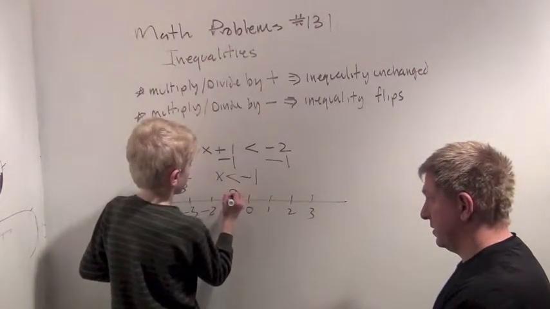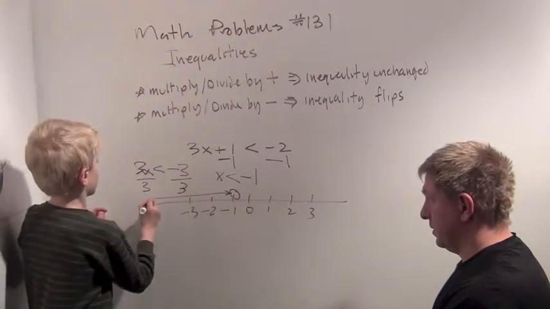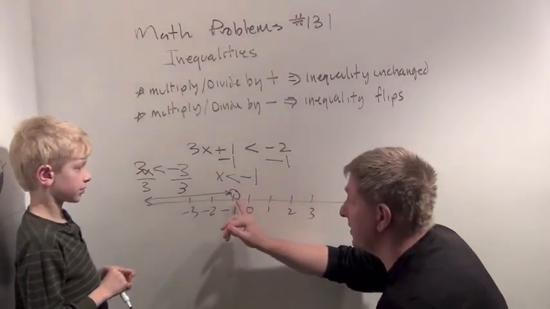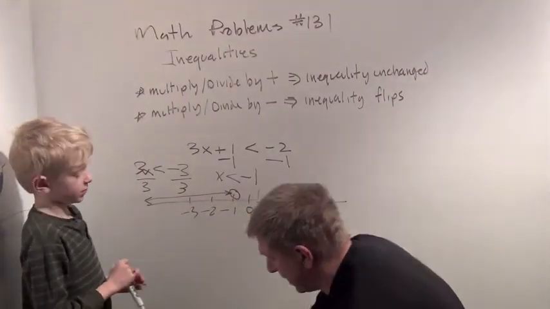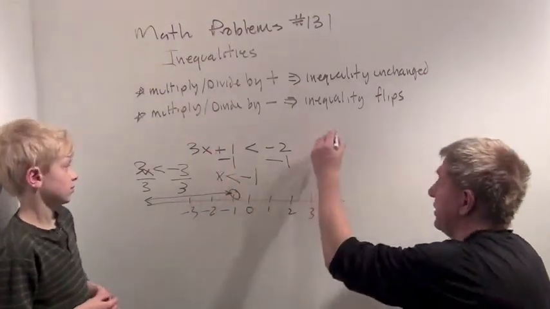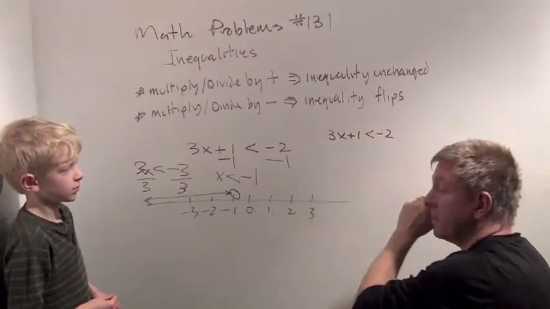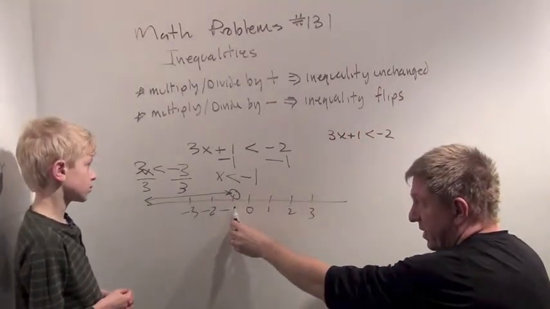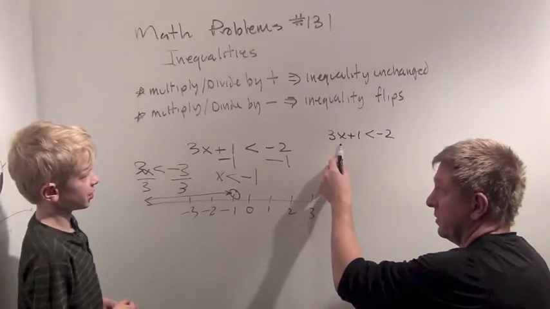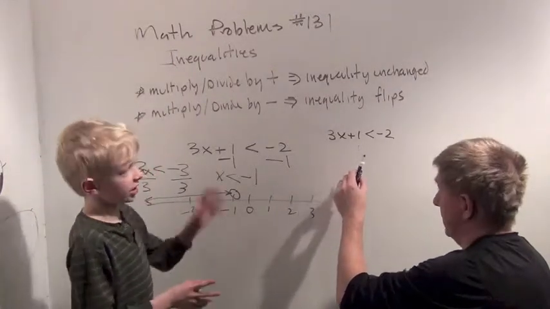We could graph this by saying this goes all the way that way. Minus 1 is not part of it according to our graph, and it's numbers that are less than minus 1. So our original inequality: 3x plus 1 is less than minus 2. Is minus 1 part of it or not? What is 3 times minus 1? It's minus 3, plus 1 is minus 2, so no, it's equal.